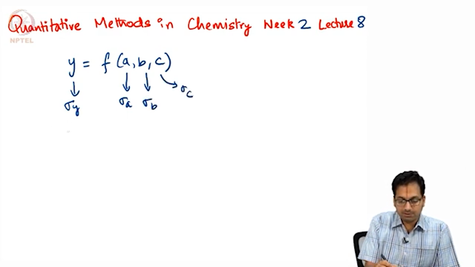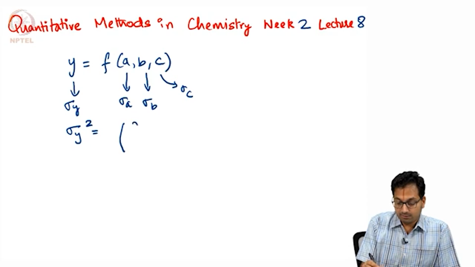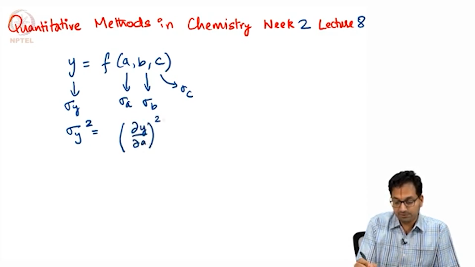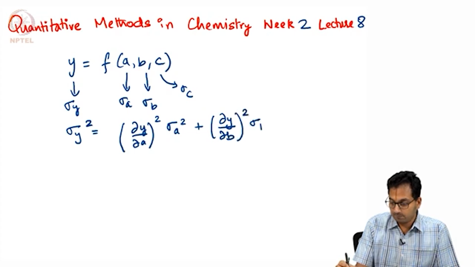Then the overall uncertainty, sigma y square, is given as a sum of squares, with the differential of each one of the variables, as shown here.